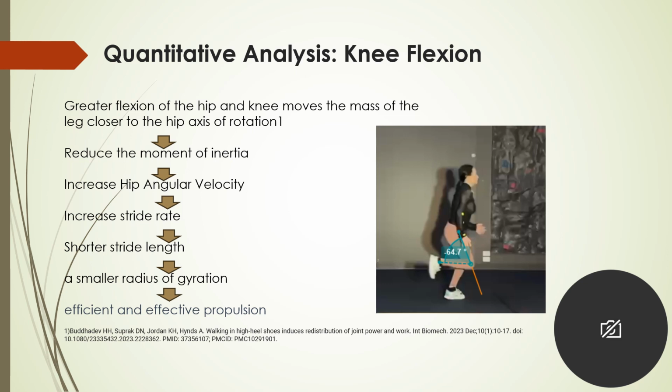The knee flexion. Great knee flexion allows for a high knee lift. Flexing the knee reduces the moment of inertia by moving the leg mass closer to the hip axis of rotation. Reduced moment of inertia increases hip angular velocity, resulting in an increased stride rate and shortened stride length, a lower radius of gyration, which produces more efficient acceleration.